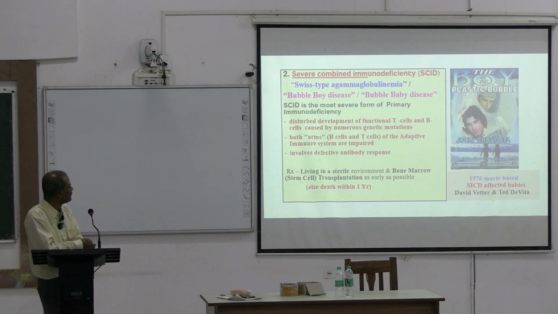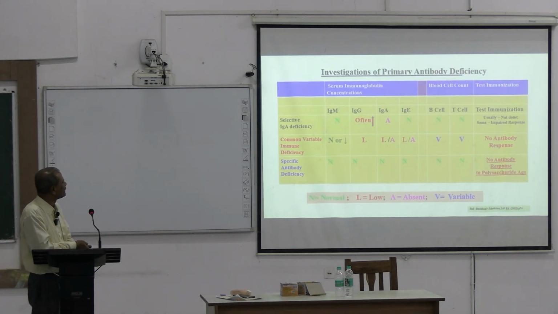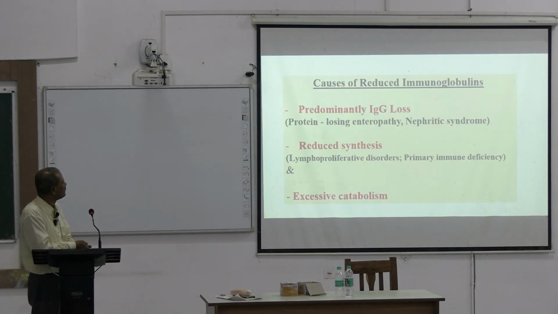There is a movie for it. So usually death occurs very rapidly, within a year. So primary antibody deficiency will be there, but these are very, very rare conditions, I am telling you. So for investigation you will do IgM loss or IgG loss.